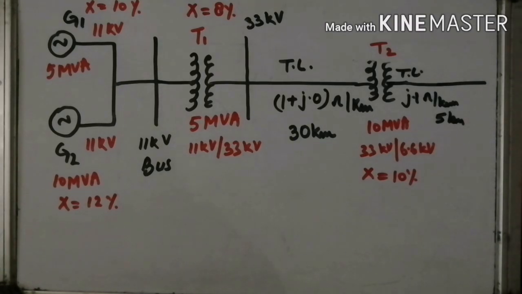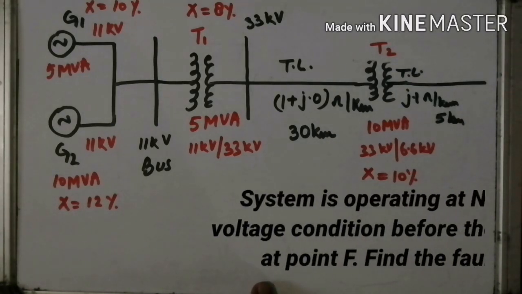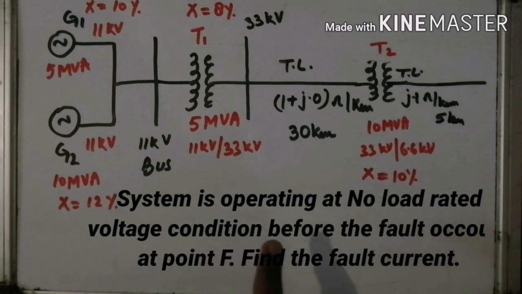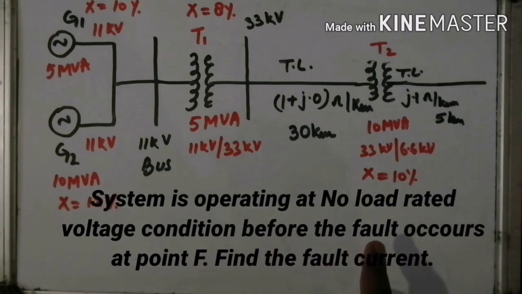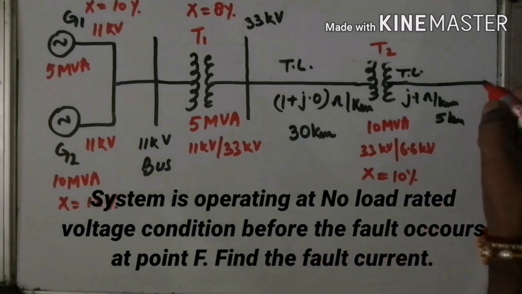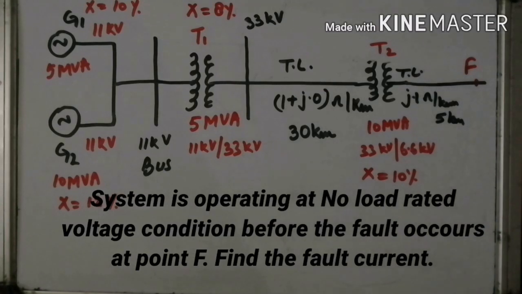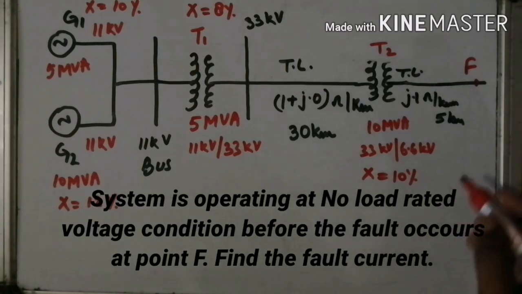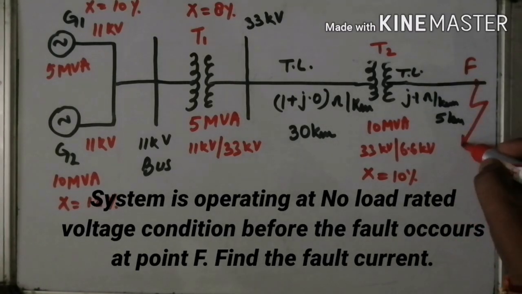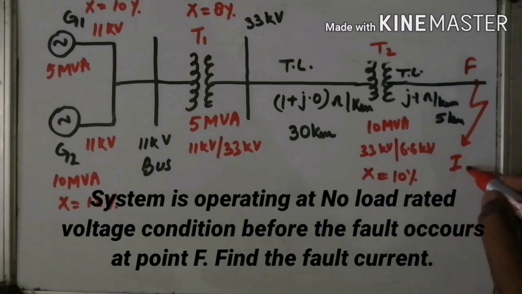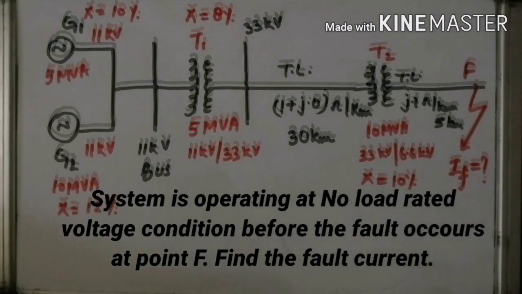But there is a condition that the system is operating at no load rated voltage condition before the fault occurs at point F, and find the fault current. Whatever the fault current, that is IF, calculate this value. Okay.